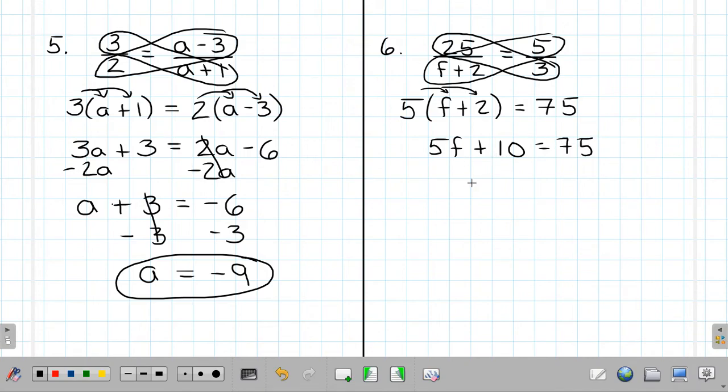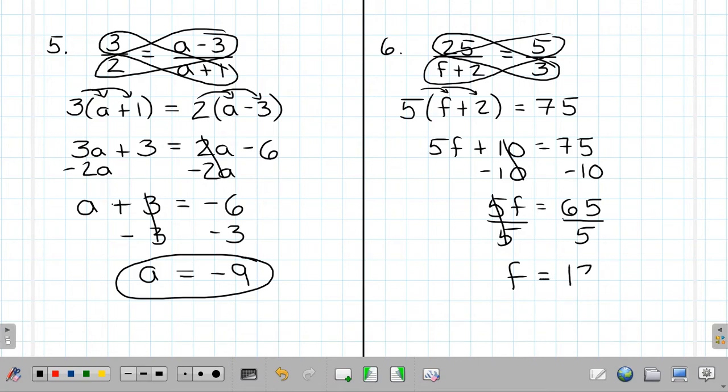And now we just have a two-step equation. We don't have any variables on the right-hand side, so all we've got to do is solve a two-step equation. 10's go away, so we have 5f is equal to 65. Bigger numbers here, something that maybe wouldn't be recognizable from knowing your times tables, but if we divide by 5, we get f is equal to, in this case, 13. So 65 divided by 5 is 13.